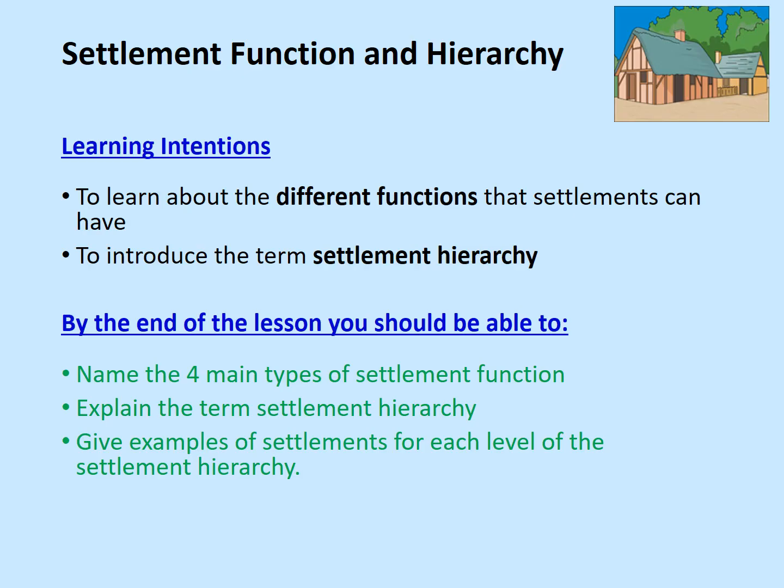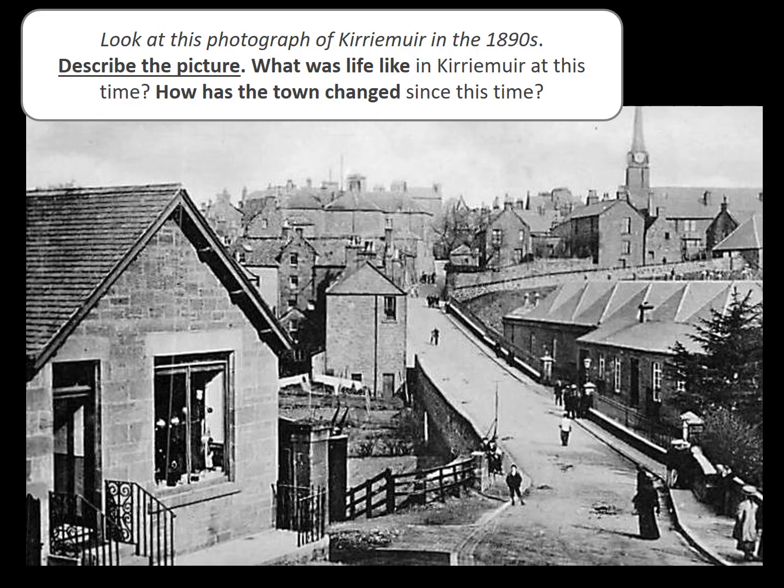Okay, so our last aim today was to give examples of settlements for each level of the settlement hierarchy, so you should have completed that there as well. Now lastly, just to finish the day, if you look at this photograph of Kirriemuir in the 1890s, think about everything we've discussed, try and describe this picture. So what was life like in Kirriemuir at this time in the 1890s, and think about how the town has maybe changed over the years as well. So again, you could pause the video at this point to think about Kirriemuir in the 1890s, what was it like, what was life maybe like, and how has the town changed since this time.